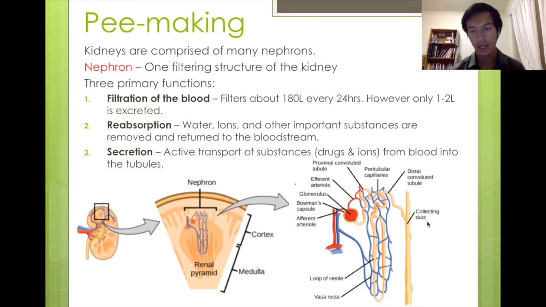If I zoom in again, this is what it looks like there. I'll explain what each component does later on in this video. But you can see your artery network going in, surrounding the structures, and then all the veins that are recollecting the substances and pushing them back into your bloodstream to be recycled. Then the excess goes into the collecting duct and straight to the bladder.